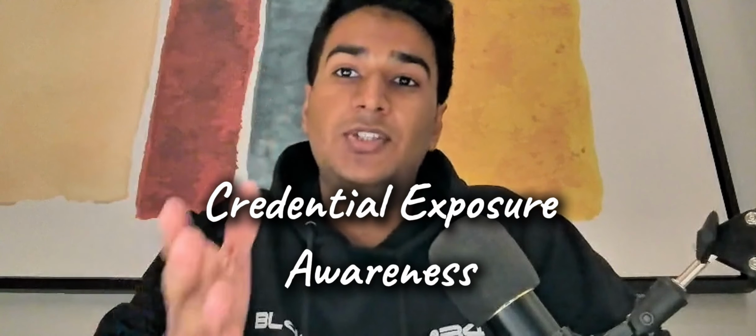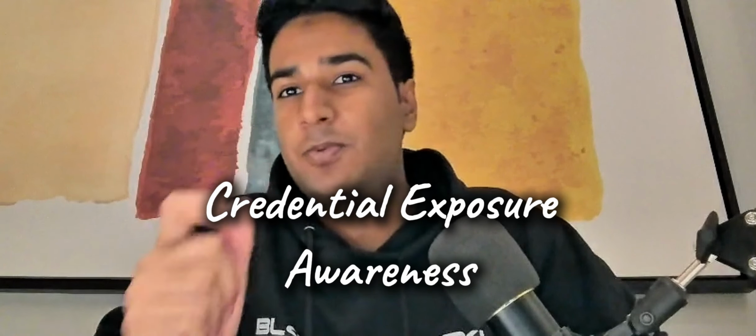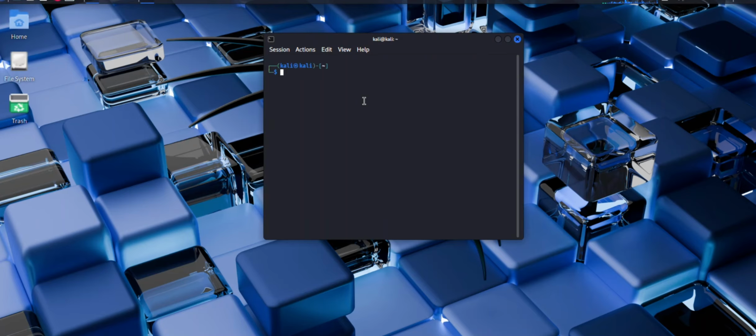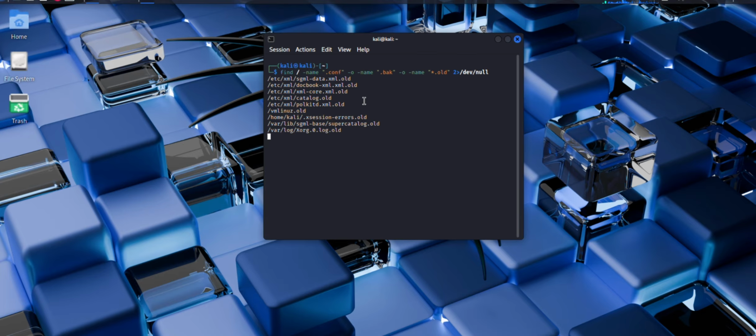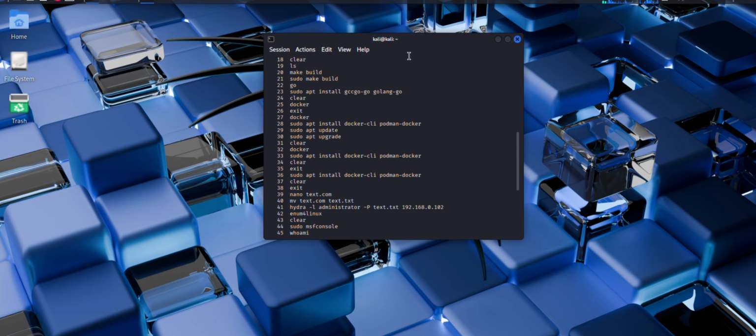Moving on to credential exposure awareness. One of the most dangerous outcomes of post exploitation is credential exposure. Not because someone is hacking, but because someone made a mistake. Configuration files, backups, and leftover files are one of the most common causes of full environment compromise. Command history often reveals more than people realize.